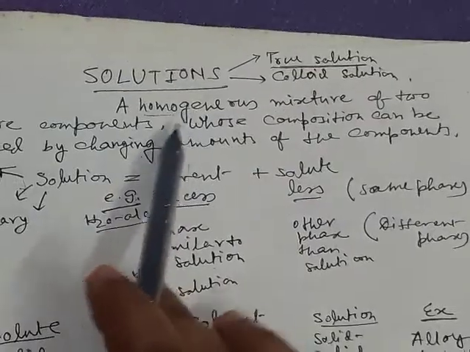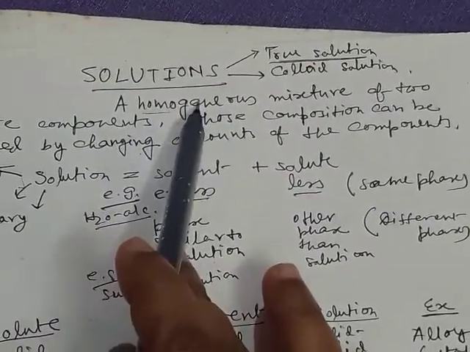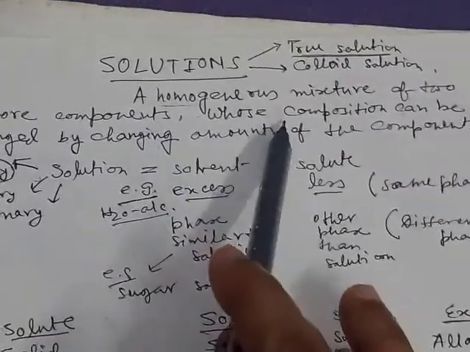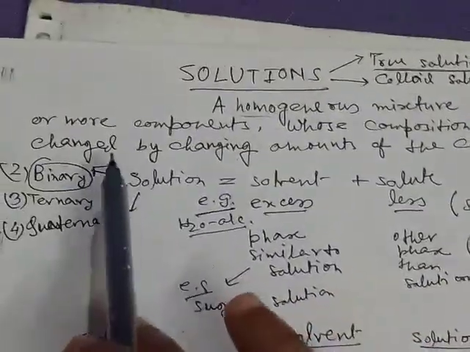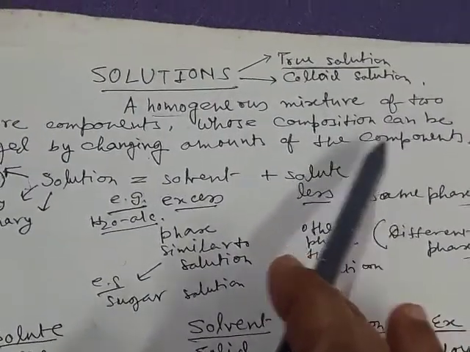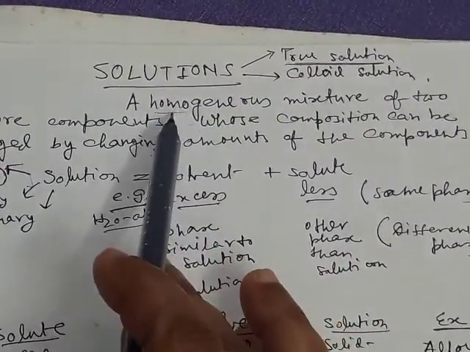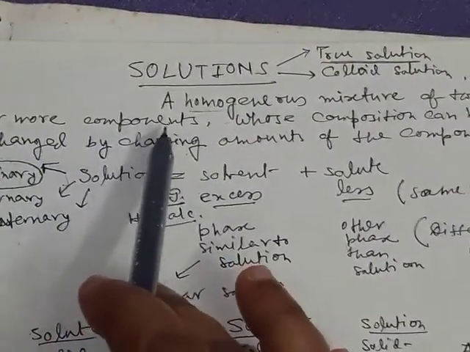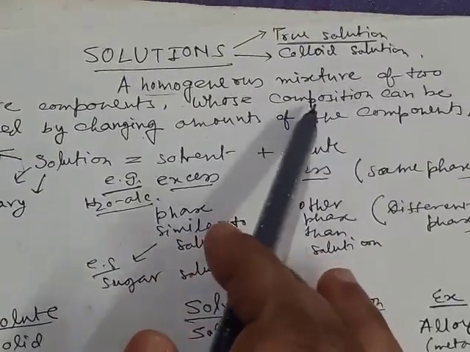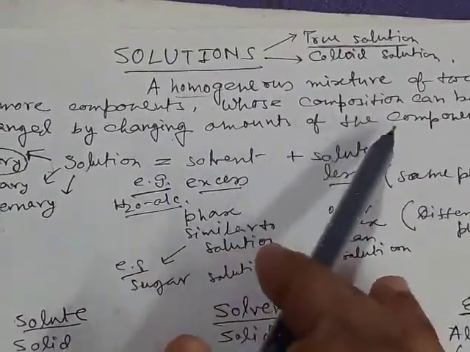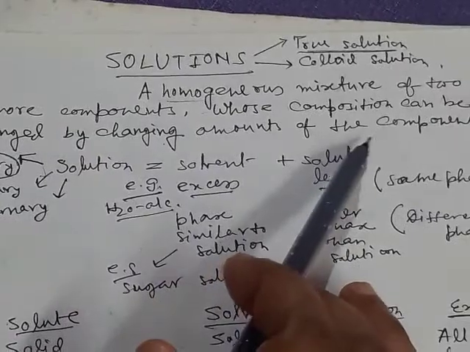Now what is a solution? A solution is a homogeneous mixture of two or more components whose composition can be changed by changing the amounts of the components. That means it is a homogeneous mixture of two or more components, and the composition of the solution can be changed by changing the amount of components.